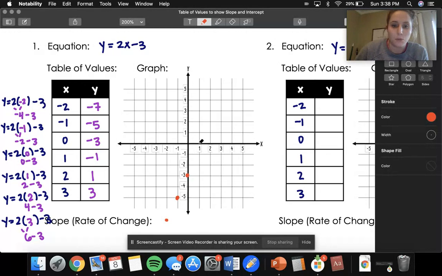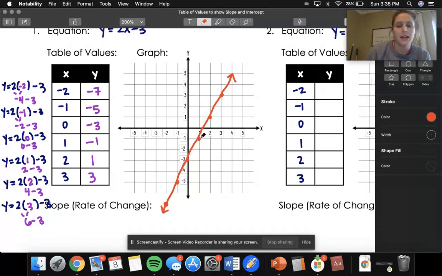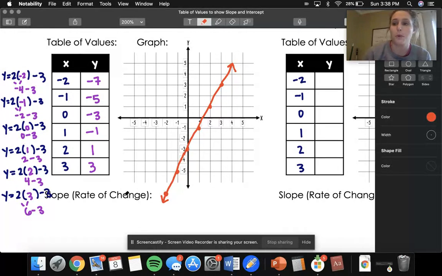Then we put an input of 1, we got an output of -1. Then we got an input of 2, we got out a +1. And then finally, we put in a 3 and we got out a 3. Okay, so I notice that it creates a straight line. Okay, I'm going to just put arrows on both sides just to say, hey, they keep going. Okay, so we create our table of values, we create our graph, and then it's asking what the slope or the rate of change is.